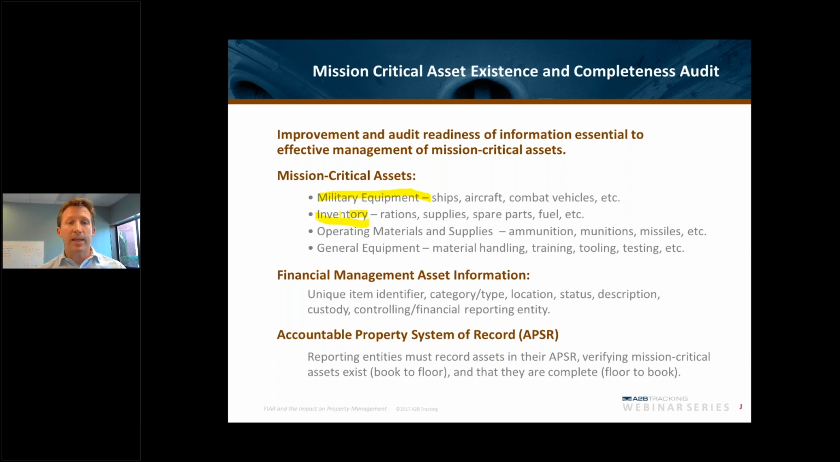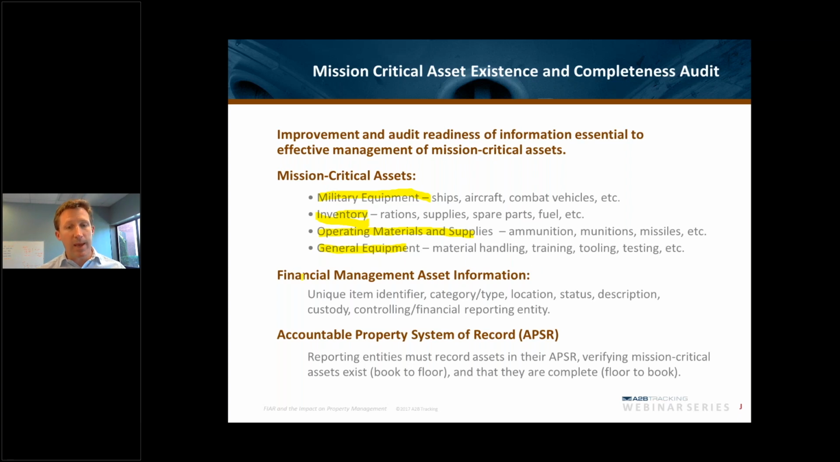Inventory related to rations, supplies, spare parts, or even fuel. Operating materials and supplies, from munitions, missiles, ammunition. And then general equipment, which deals with different material handling, training equipment, tooling, testing, and so forth. Really, there are that many aspects of assuring that inventory is being identified and accounted for correctly.